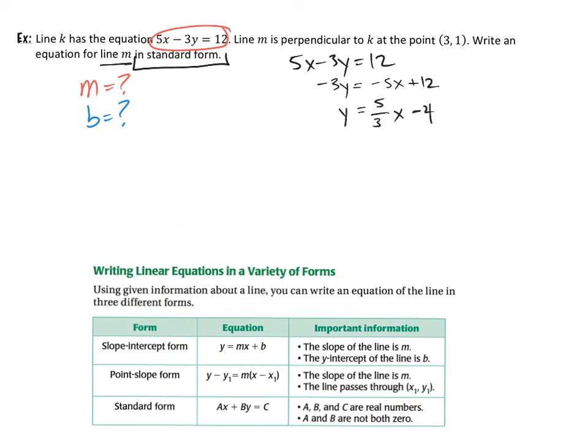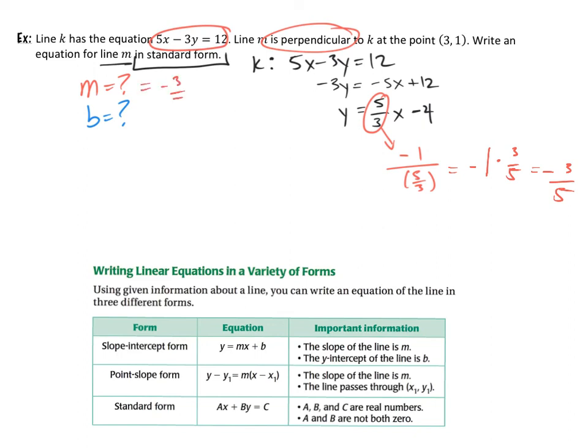So we have now line K in slope-intercept form, and we want a perpendicular slope. So I'm going to take this m value, and I'm going to say negative 1 over 5/3 is negative 1 times the reciprocal of that. So it's negative 1 times 3/5. The 1 doesn't do anything, but it becomes negative 3 over 5 as my slope. So I'm going to put that in here, so m equals negative 3/5.